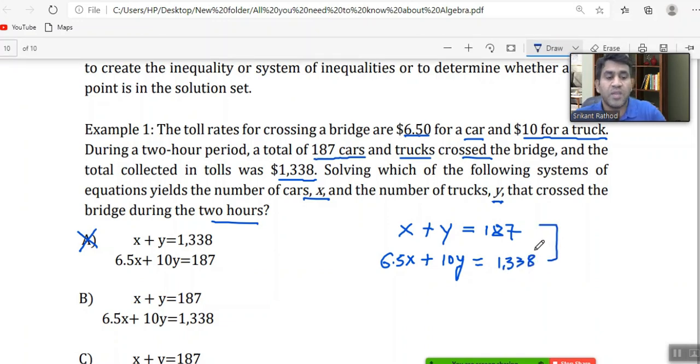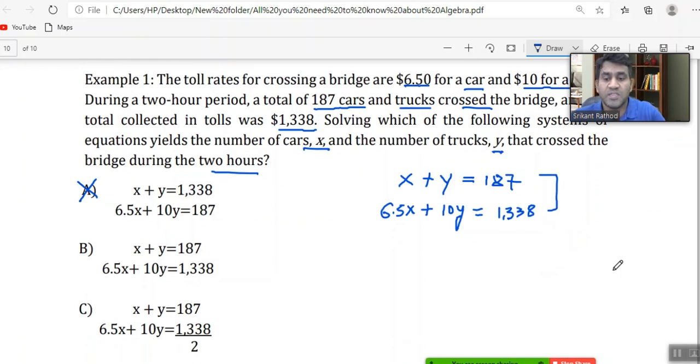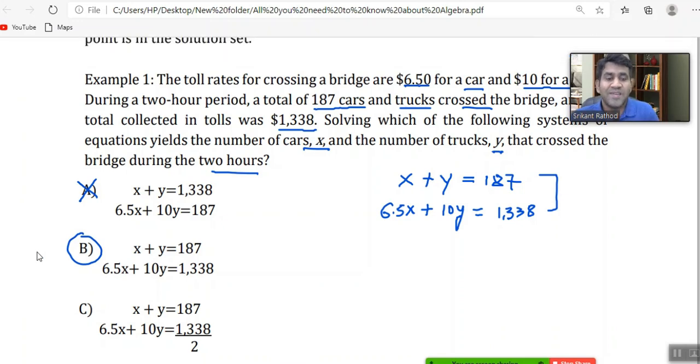So look here, as per the given options, where is 6.5x plus 10y equals 1338? According to this, B is the right answer to this question. So this is how, here they just expected us to create an equation, they didn't tell us to solve.